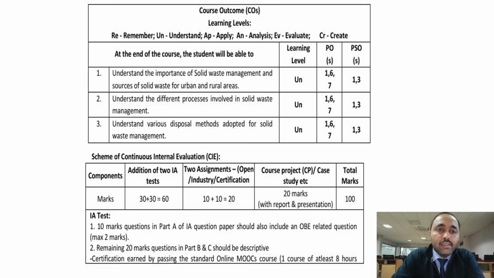Okay, and after learning this, you are going to know the importance and the identification of the source, also the process that is involved, and the methods that are used in solid waste to have a proper waste management. So we call it solid waste management. How to manage all these sources that are generated from different categories, that will be known to you.